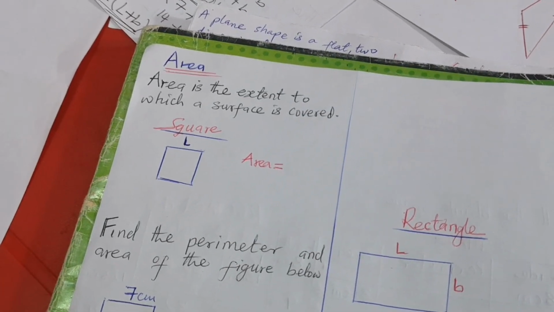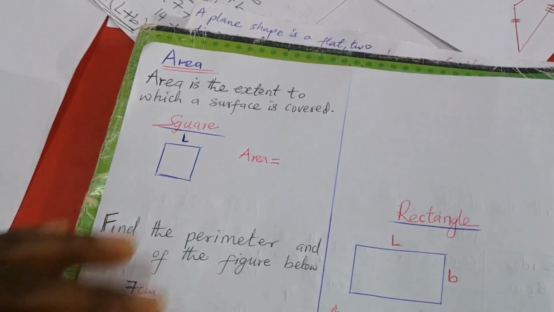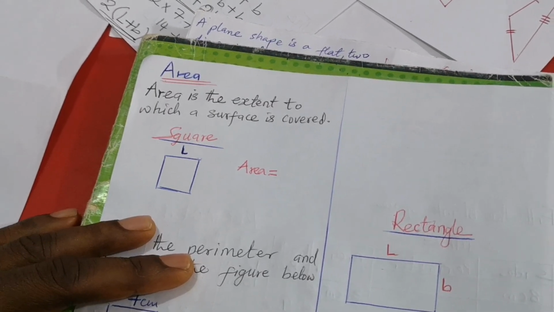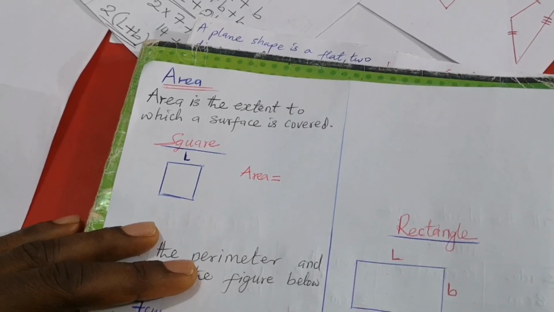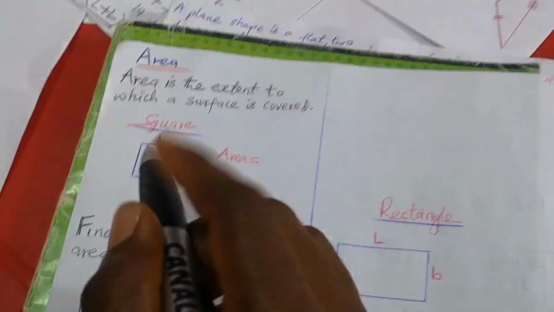Now, can you remind me what perimeter is before we continue? Correct, you are doing well. Perimeter is the total distance around the outside of a shape. Correct. Okay, let's look at this.